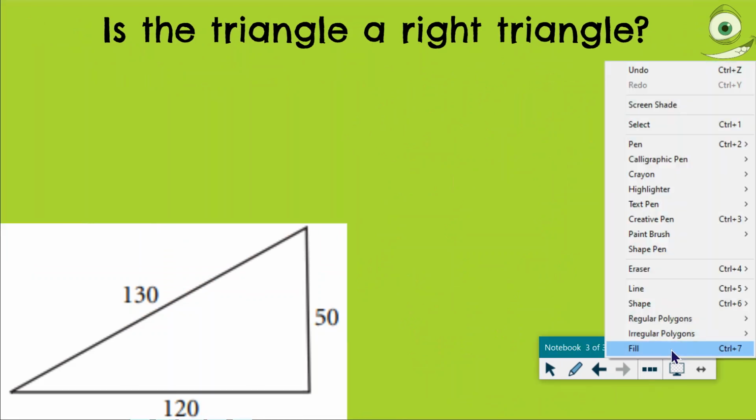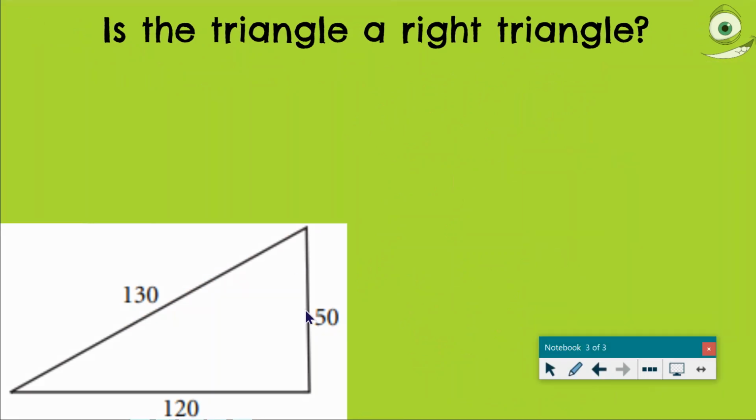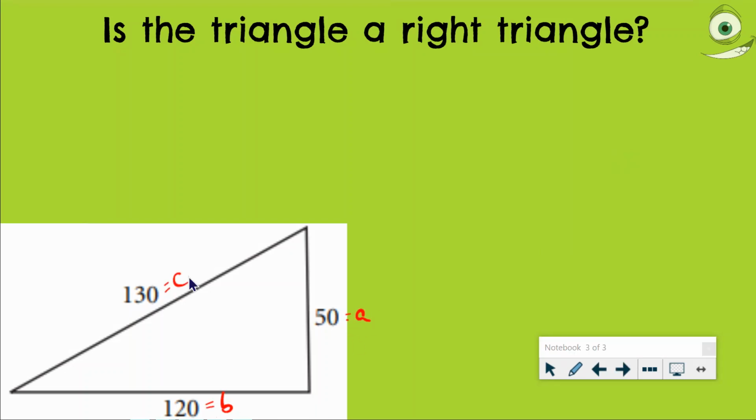All right, so we got another example here. We have two legs of 50 and 120. I'm going to label this as A. This is B. I know this has to be C because it's the longest side. It's also across from or opposite what I think is going to be my right angle. So I'm just going to test that using Pythagorean theorem again. A squared plus B squared equals C squared, or at least if it's a right triangle, it will.